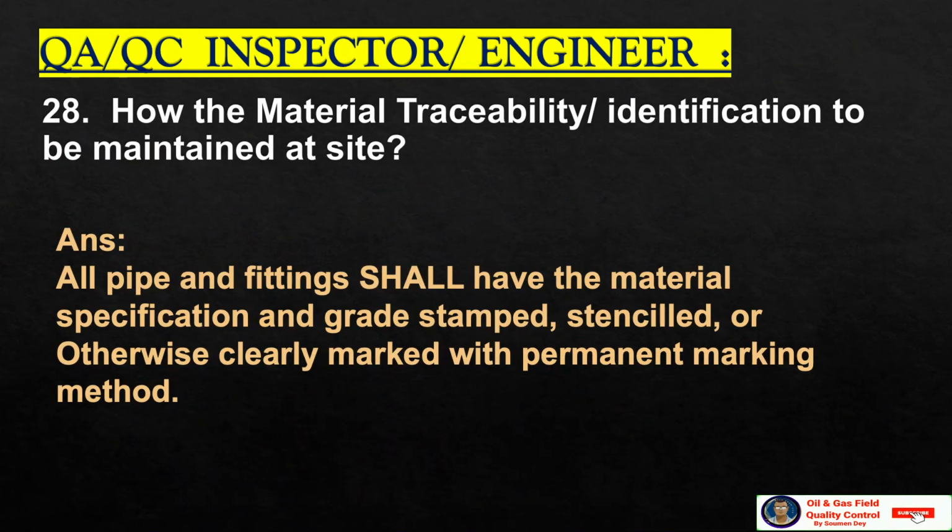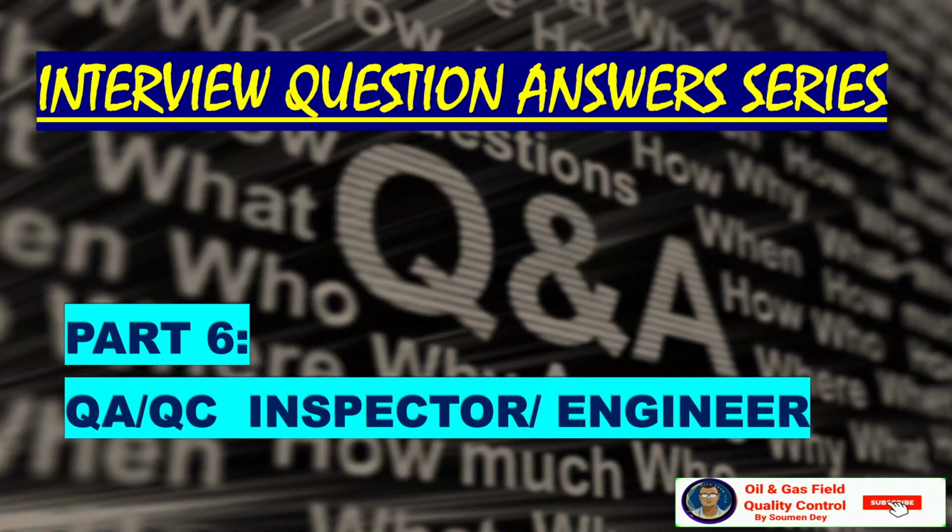How is material traceability and identification to be maintained at site? All pipe and fittings shall have material specification and grade stamped, stain sealed or otherwise clearly marked with a permanent marking method. It is good to have a material traceability or identification procedure. It can also be mentioned in the material receiving procedure for the specific project.